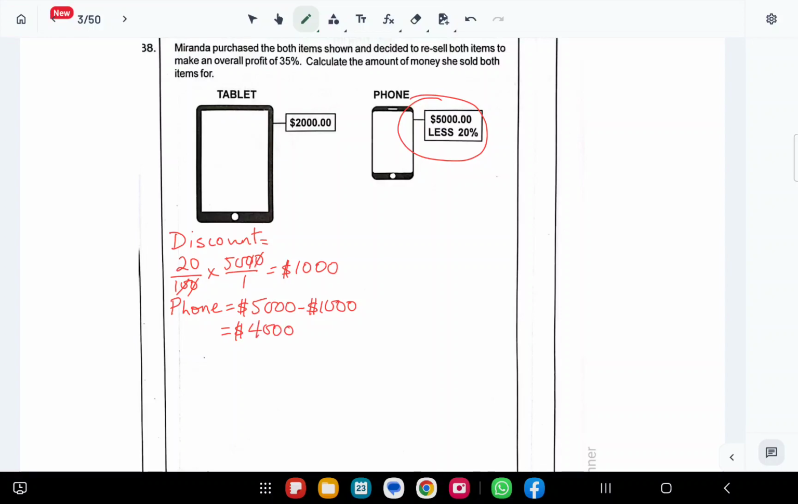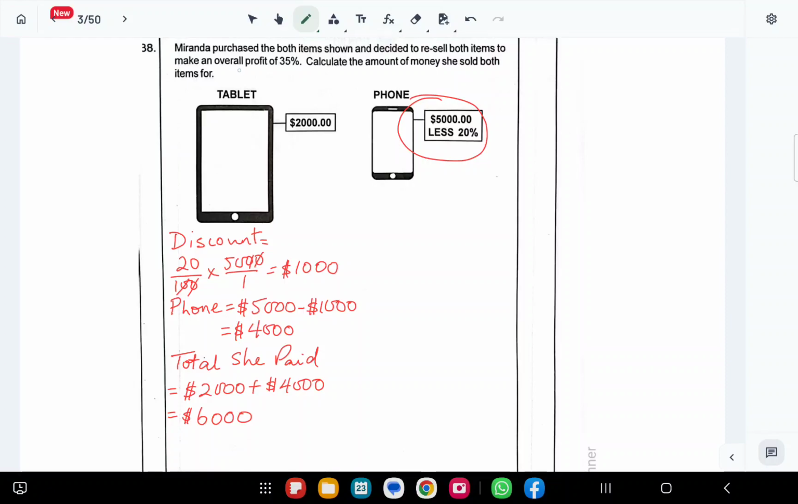So what we could calculate next now, we know that the phone costs $4,000, the tablet costs $2,000. We could calculate the total she paid, which is the total cost price. And that will be the cost of the tablet, which is $2,000, and the cost of the phone, which is $4,000. That will give us $6,000. So therefore, she paid $6,000 for both items.